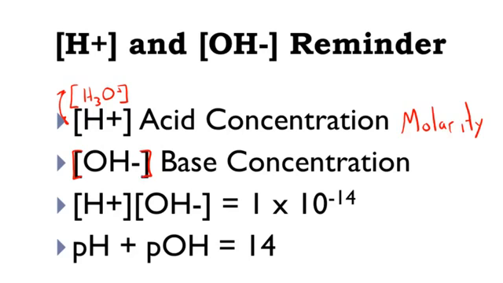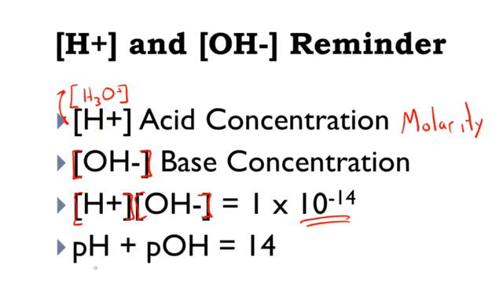It's associated with bases. When I multiply the previous two, the H plus and the OH minus concentration, I always end up with 1 times 10 to the negative 14th. That's a given, and it's going to be important because we can always use that number in order to solve for either the H plus or the OH minus.